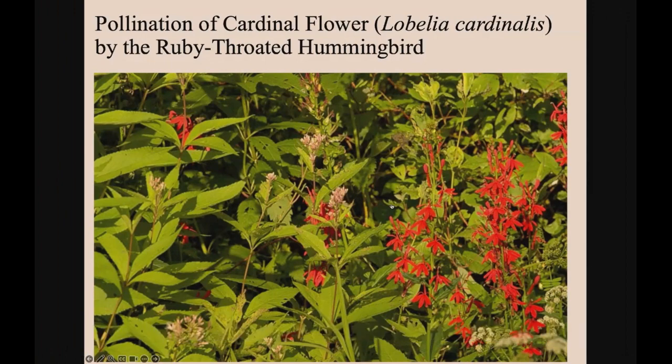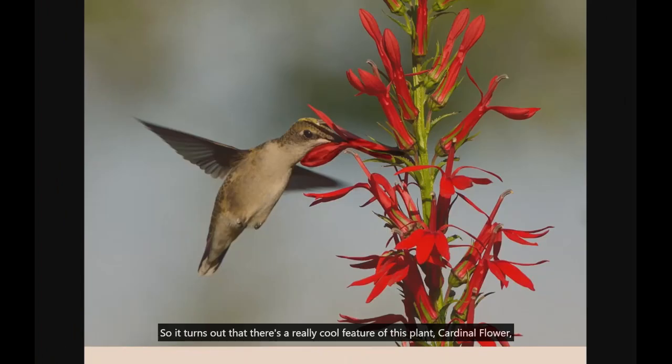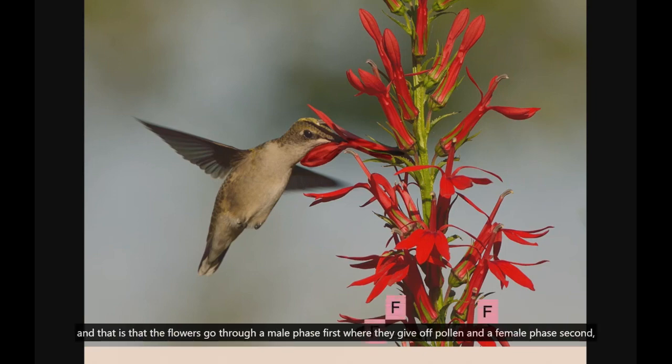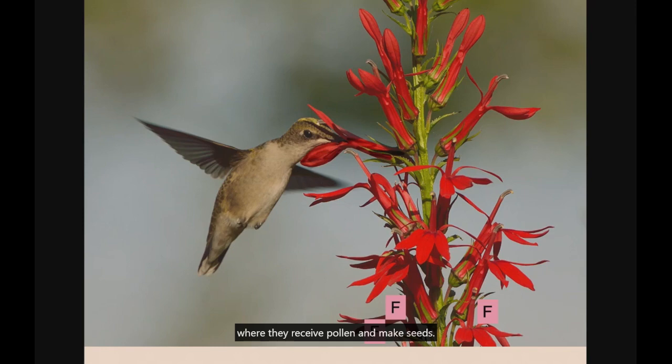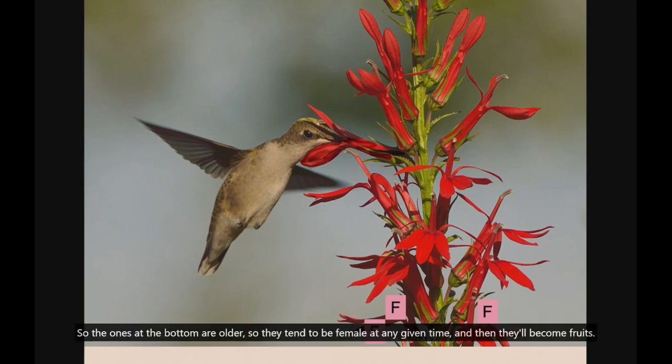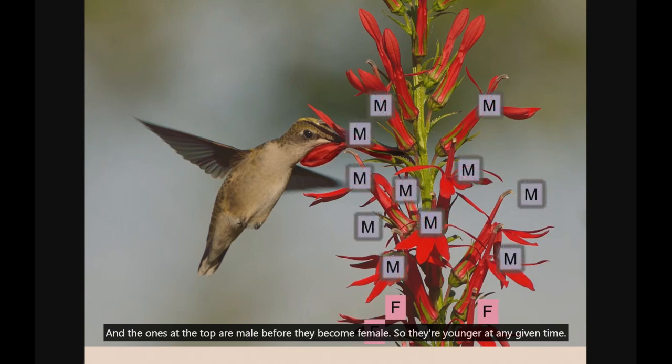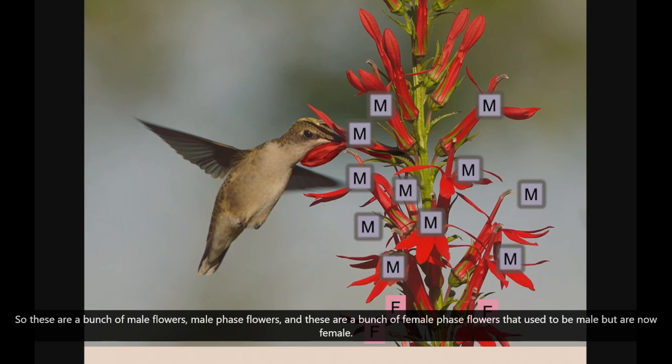So it turns out that there's a really cool feature of this plant, cardinal flower, and that is that the flowers go through a male phase first, where they give off pollen, and a female phase second, where they receive pollen and make seeds. So the ones at the bottom are older, so they tend to be female at any given time, and then they'll become fruits. And the ones at the top are male before they become female. So they're younger at any given time. So these are a bunch of male flowers, male phase flowers, and these are a bunch of female phase flowers that used to be male but are now female.